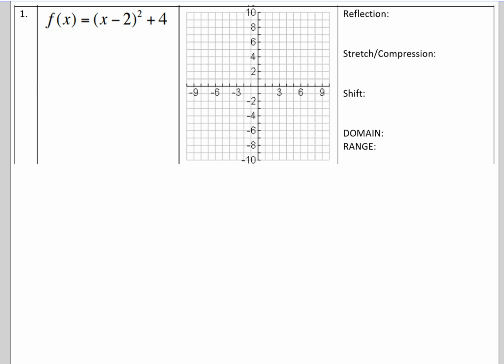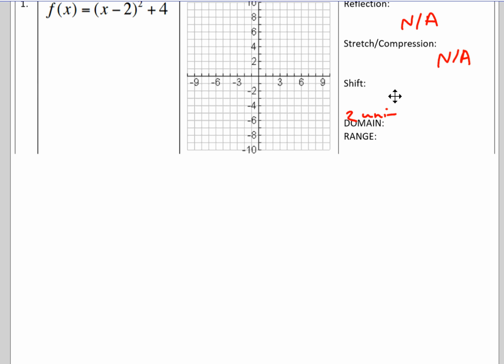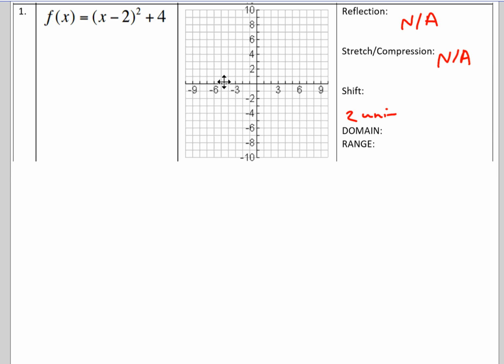If you started with a x squared function instead, we're imagining a parabola. You look here for an a value or a k value that would cause a reflection, and there isn't one. You look for a k value or an a value to cause a stretch or compression, and there isn't one. But we do have a shift, so our shift is 2 units right. Oops, sorry. Fix that. 2 units right.